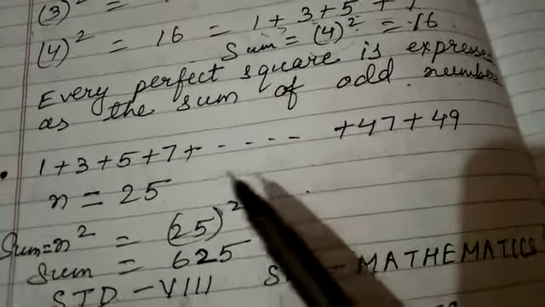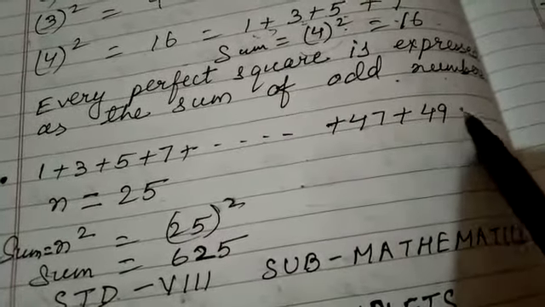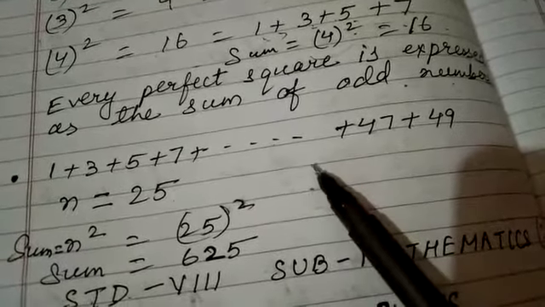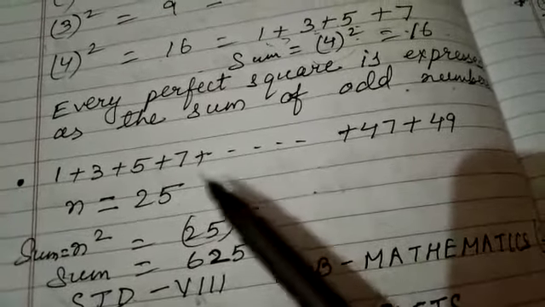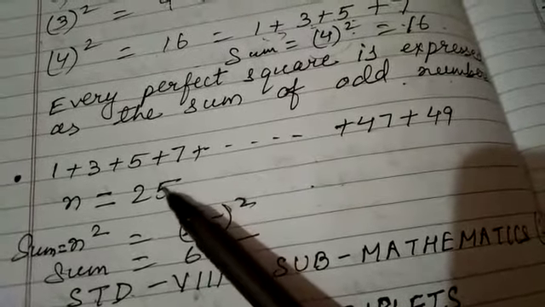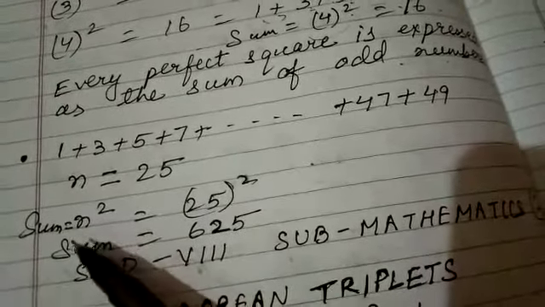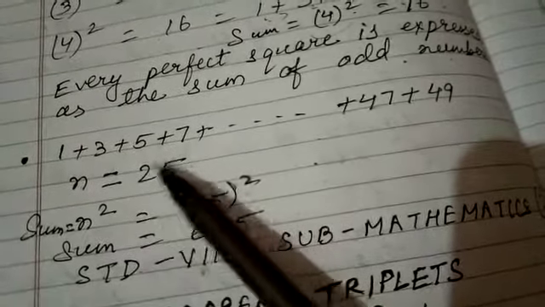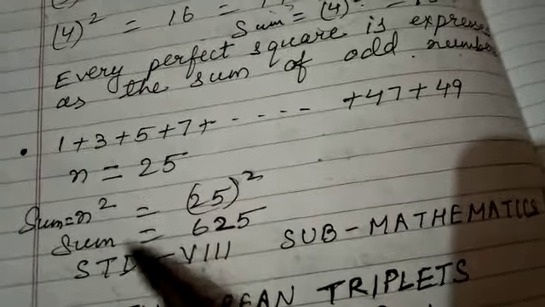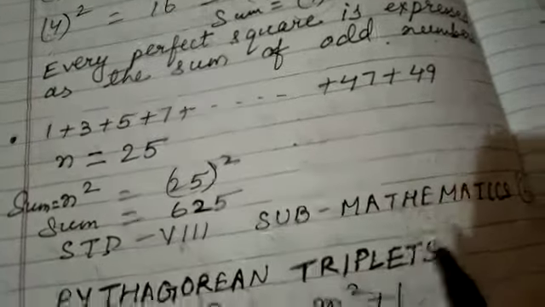Let us take another example. 1 plus 3 plus 5 and so on, all the odd numbers up to 49. From 1 to 50 there are 25 odd numbers and 25 even numbers. So from 1 to 49, 25 is the number of odd numbers. To get the sum of this series, we find the square of the number of terms, or number of odd numbers, that is 25 square. So the sum of this series is equal to 625.